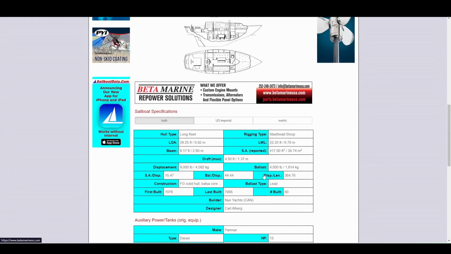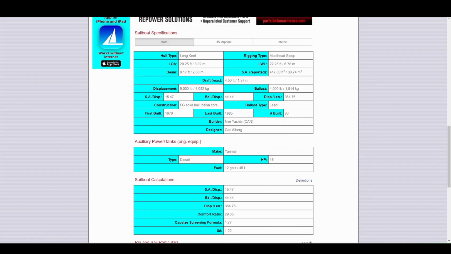We see that the hull type is long keel, like we mentioned, and the rigging type is masthead sloop, which again is one of the selection criteria by which you can filter. Length overall, and now you can see the length overall versus the waterline.